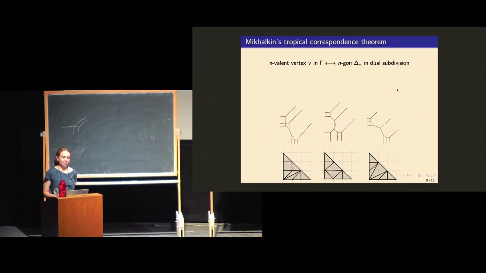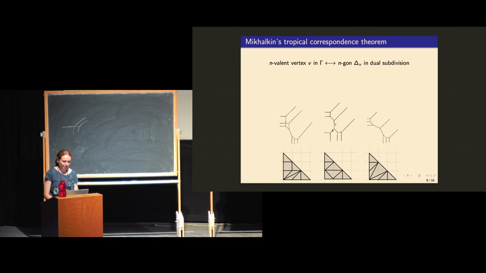Mikhalkin's tropical correspondence theorem tells us that instead of counting algebraic plane curves, we can count tropical plane curves, and we'll get the same answer. And here's how he counts them. We recall that if we have an n-valent vertex of a tropical curve gamma, then this corresponds to an n-gon in the dual subdivision because we just draw orthogonal edges.